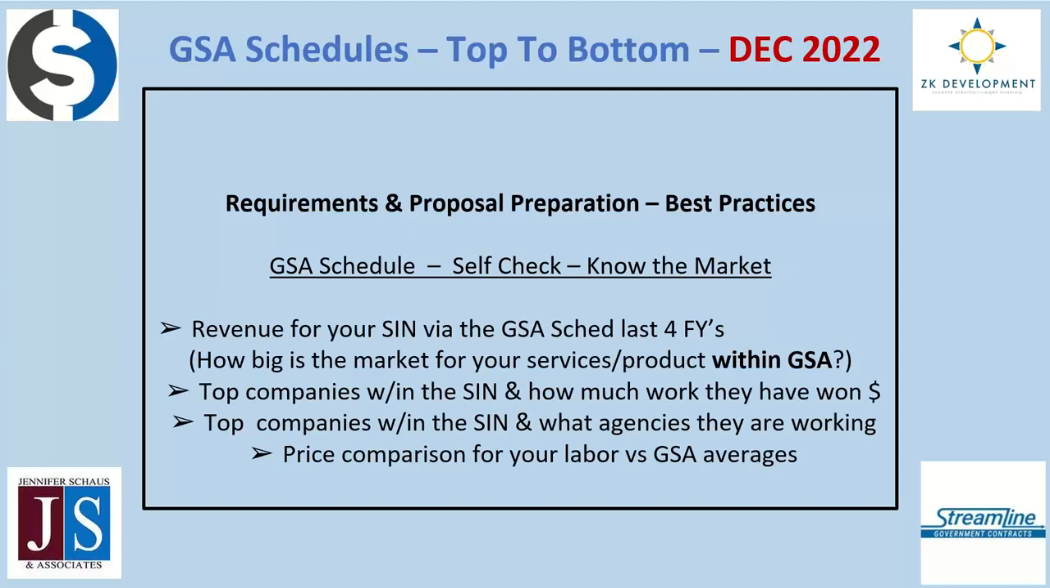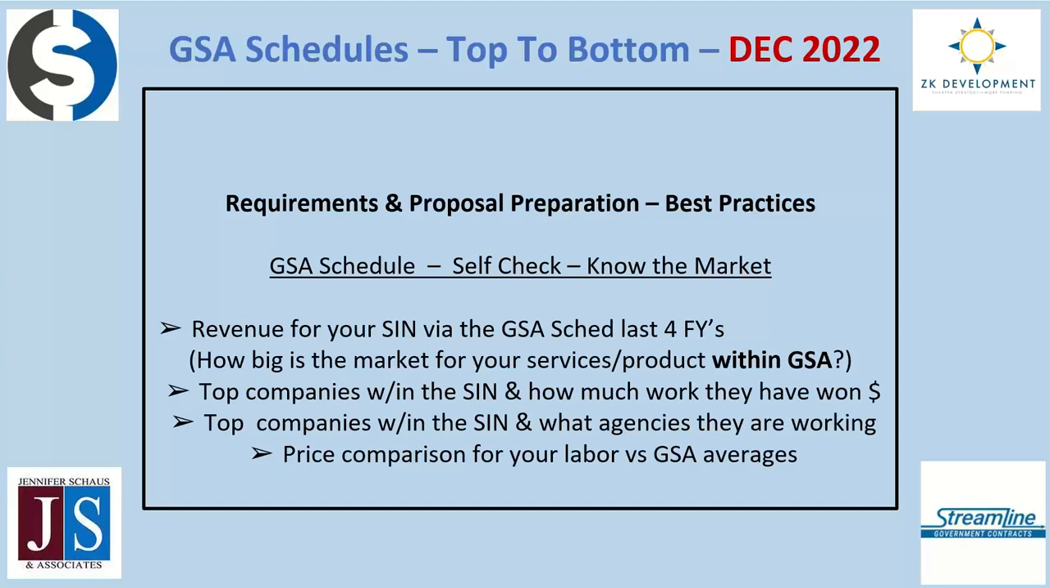So have that number and use that number to say, okay, if the government is buying more than $5 million worth of our services, and there's less than 200 vendors listed within our special item number on the schedule, then yes, we will make a go decision. Like, have parameters, have metrics. Again, use data to make those decisions.